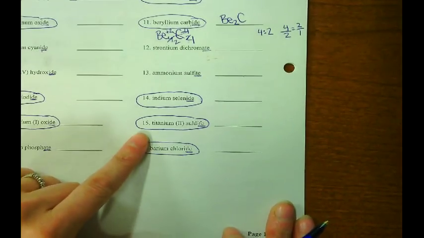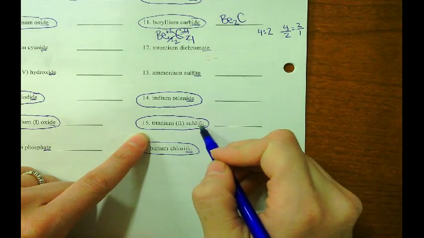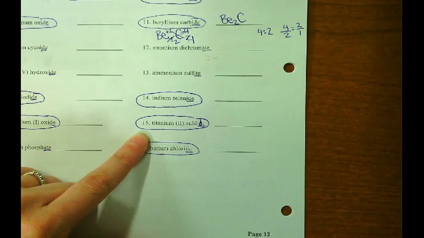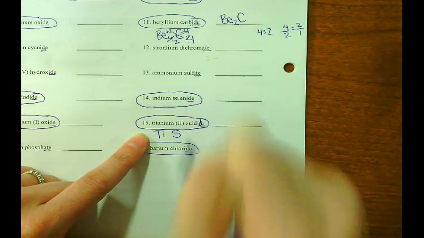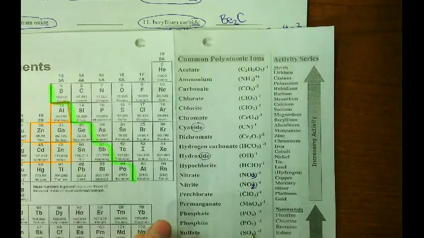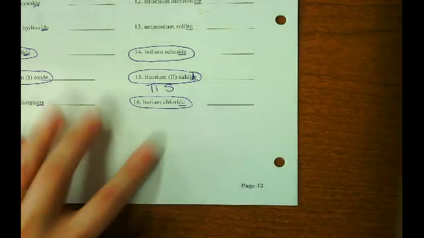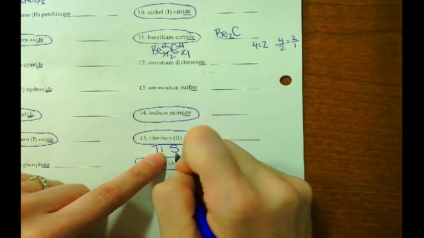How about titanium 2 sulfide? Ooh, and you know what? That's a typo. It says S-I-F-E. Let's pretend like that says I-D-E. I hit the wrong letter there. Symbol for titanium is Ti. Sulfide is just sulfur. Remember, sulfate is this one down here. Sulfite is this one. But sulfide, I-D-E, is just sulfur. So that's step 1, symbol.